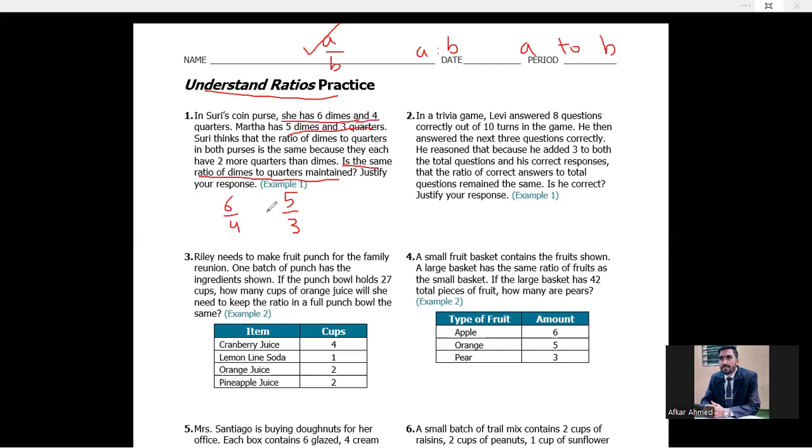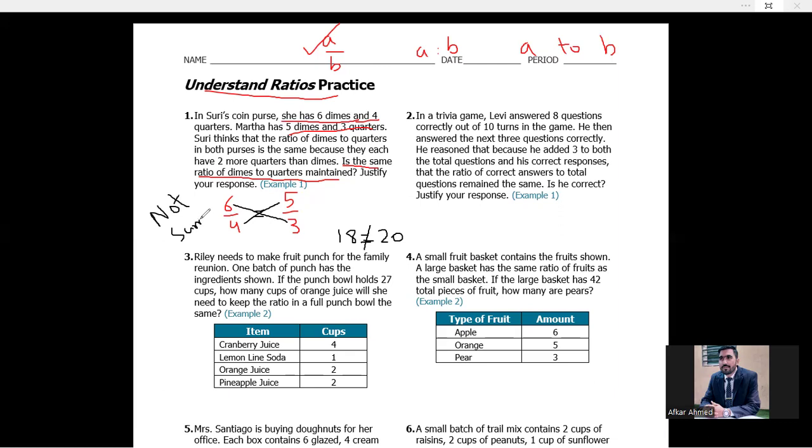So to check this one, we will use the cross multiplication, to see whether these two ratios are same or not. So for this one, we will multiply in the cross direction. Yani, we will do the cross multiplication. Now 6 times 3 will be 18, and 5 times 4 will be 20. You can see the two numbers are not same after cross multiplication. So if they are not same, we will draw a line. They are not equal, and we will simply write here, the ratio will not be maintained. So it's not same. Okay.